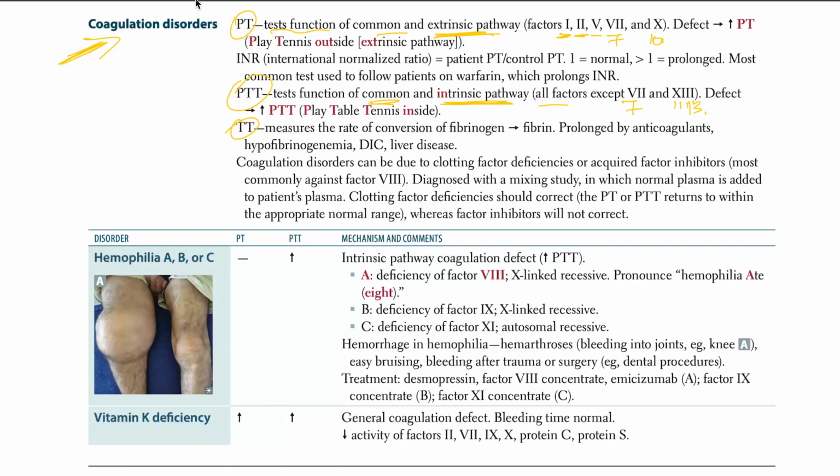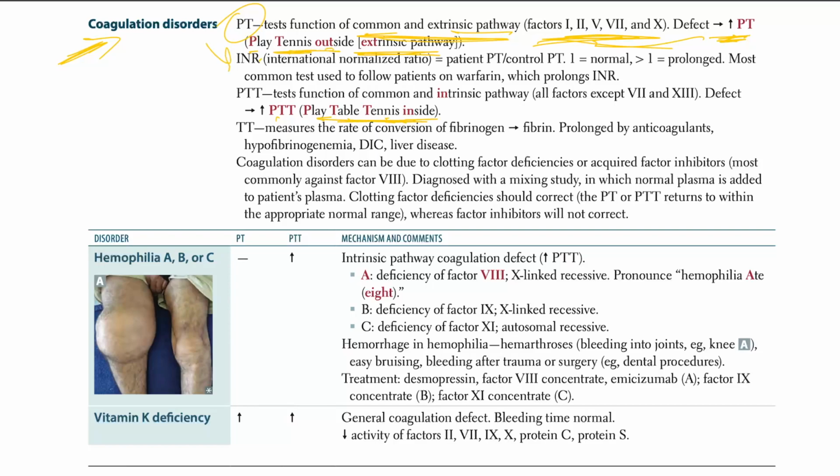So let's just read the whole thing, then we'll figure out more. But here, PT does the extrinsic pathway and the common pathway. What factors are we looking at? All of these. Defects lead to an increase in PT. If we have a defect in any of them, in any of the pathways, we will have an increase in PT levels. So play tennis outside, extrinsic pathway, that's the mnemonic. Play tennis, PT. Play table tennis, inside. Table tennis is inside and tennis is outside.